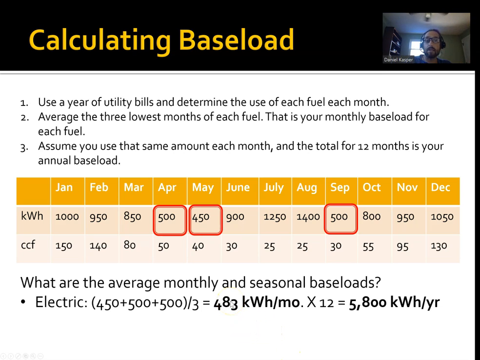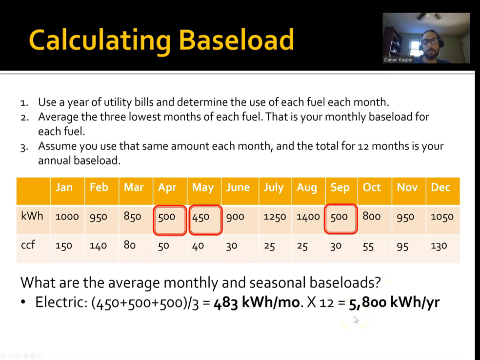So what that means is that for this house, you assume that you're using about 483 kilowatt hours every month, no matter what happens. Okay, so that doesn't change. And then to get the annual base load, you just multiply times 12, and you get about 5,800 kilowatt hours per year. So that's their annual electric base load, 5,800 kilowatt hours a year.